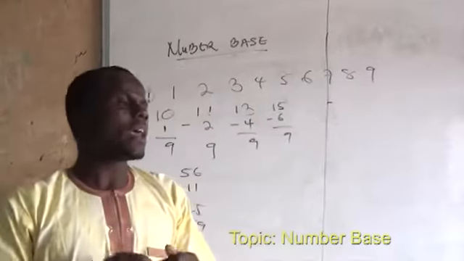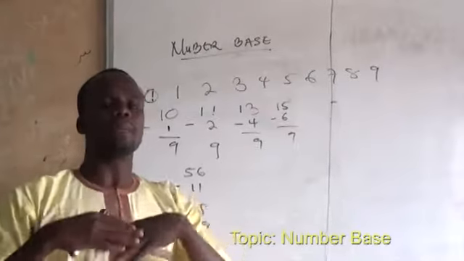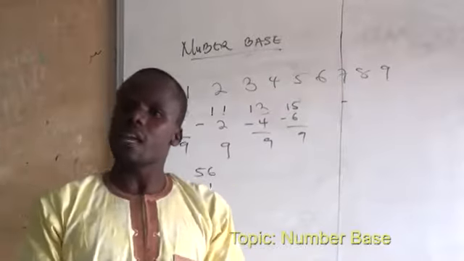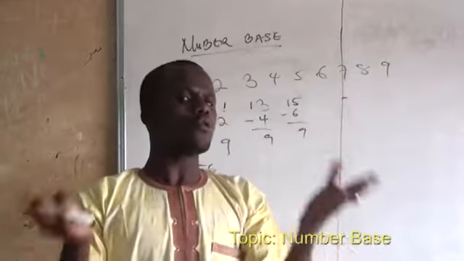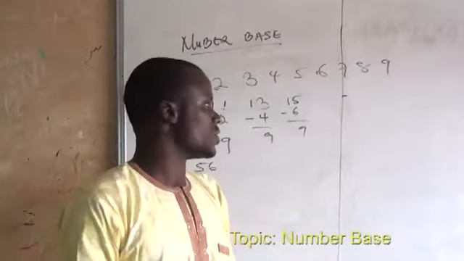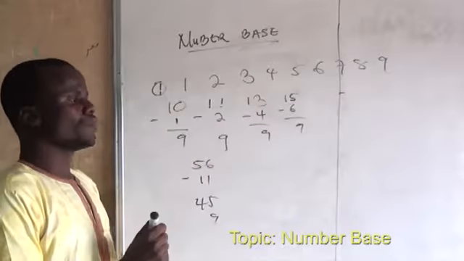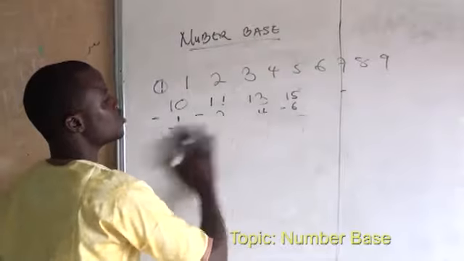So number base is another aspect of counting, but based on the base. That is, we have base 2, base 3, base 4, base 5, different bases. It depends on how you want to count the base. So now, we have the most common bases that we are using.